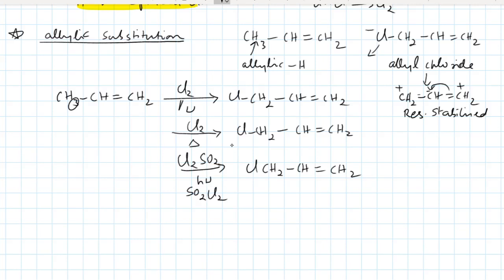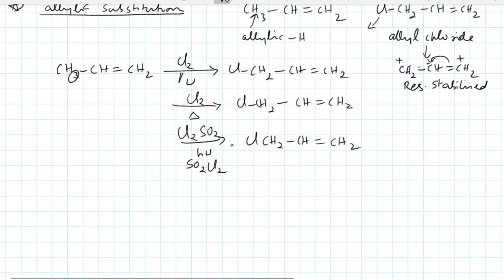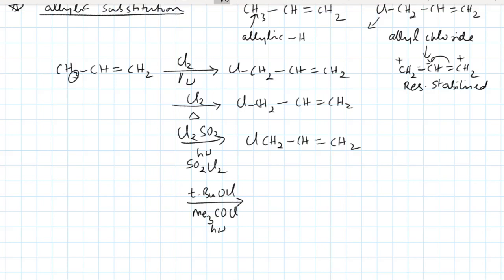You can also do the free radical substitution by means of tertiary butyl hypochlorite, Me3COCl, in the presence of light. Again you need energy in the form of light or heating. A little bit of energy is sufficient to cause homolytic fission to produce a free radical, and then again you will get the same product.